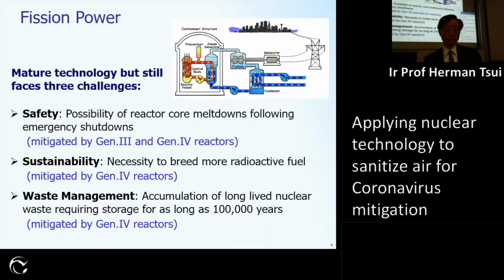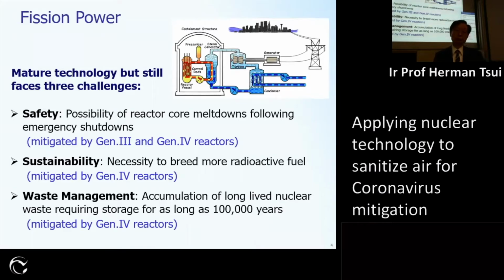The third challenge is on waste management. I mentioned already, after the reaction, there is spent fuel. Many of those radioactive elements have a very long half-life. We're talking about hundreds and thousands of years. But if we can adopt the generation 4 reactor to recycle these highly radioactive, long half-life elements and use them as fuel to burn them, then the amount of radioactive waste left would be much smaller and easier to handle.